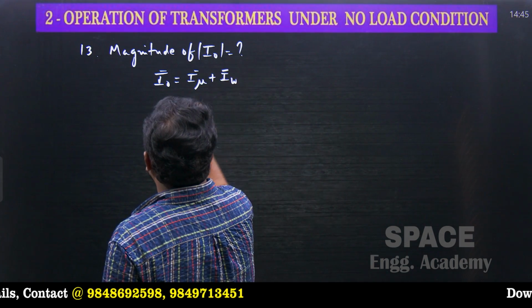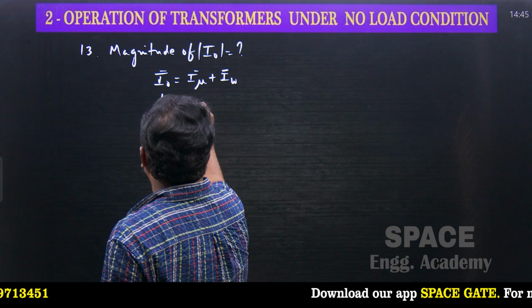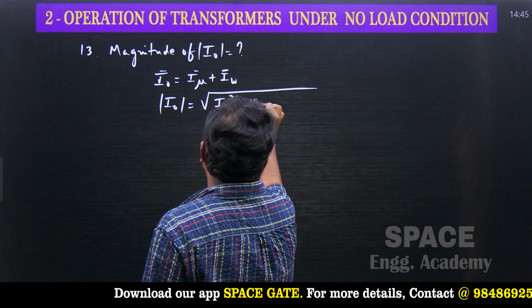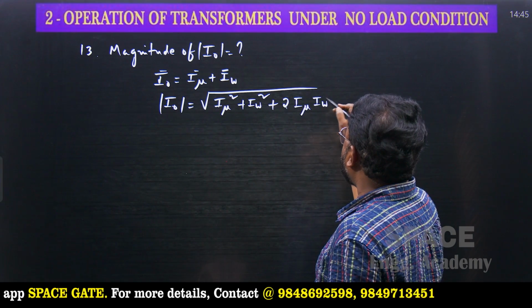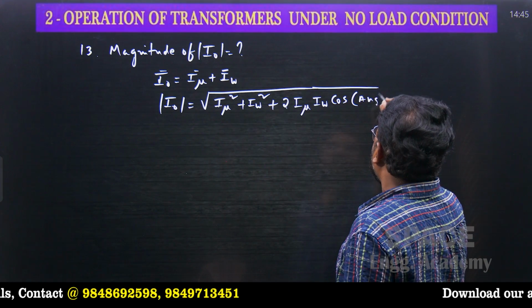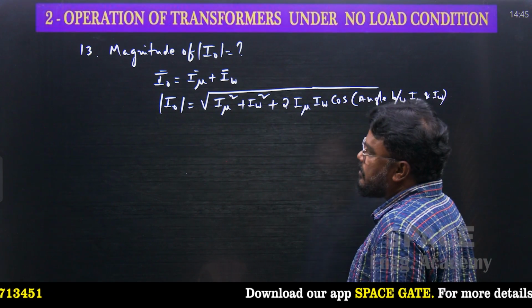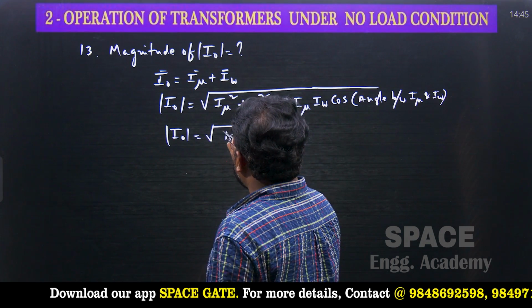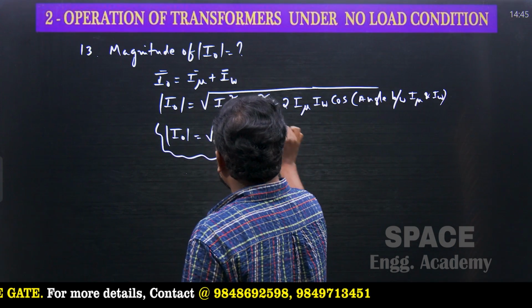And by solving this using the vector addition rule, we get the magnitude I naught equal to the square root of I mu square plus IW square plus 2 into I mu into IW into cos of the angle between these two, that is the angle between I mu and IW. So by solving here, I naught is equal to the square root of I mu square plus IW square. This is the magnitude of the no load current.